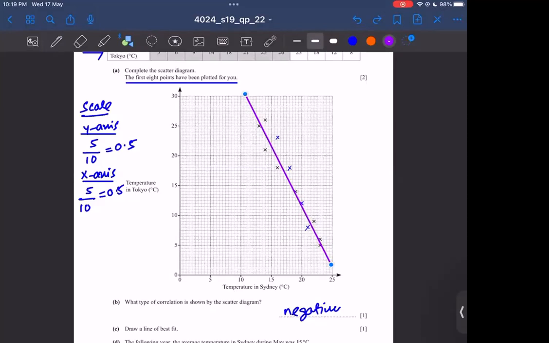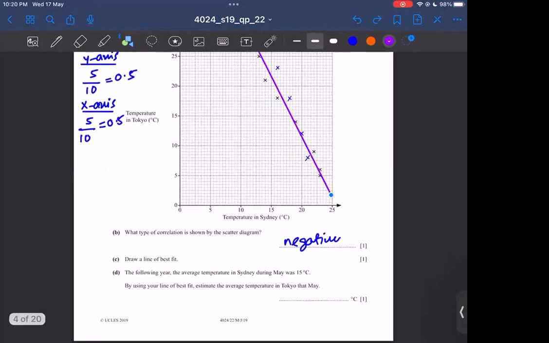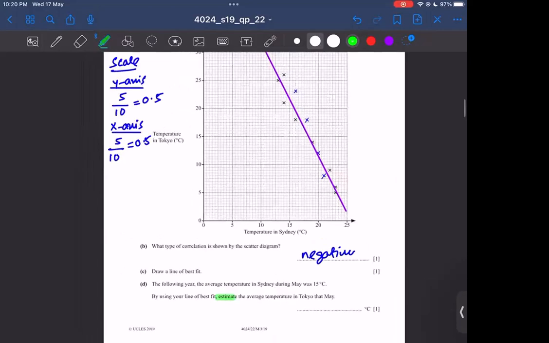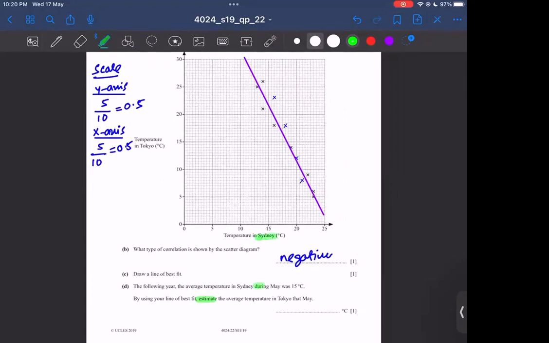Right. Now it says the following year, the average temperature in Sydney during May was 15 degrees. By using your line of best fit by eye, estimate the average temperature in Tokyo that May. The word is estimate over here. When they say estimate, it means you have to find the value from this line, because this is the line drawn by you. This is not the accurate line, so you must be estimating the value. So Sydney in May was 15 degrees centigrade, so I'm going to check the value against 15 degrees here.